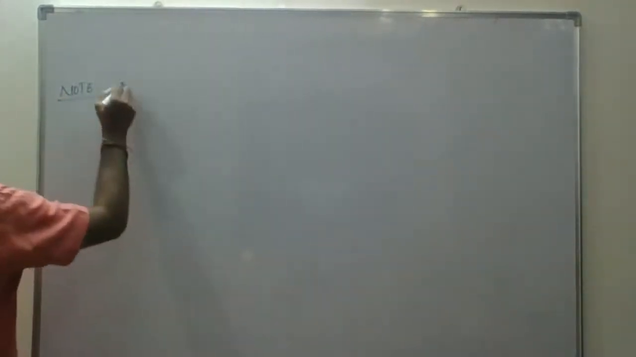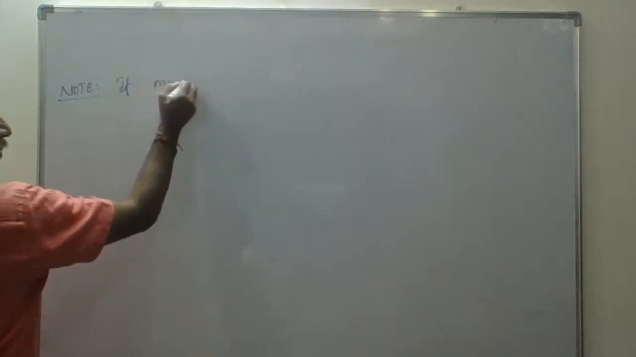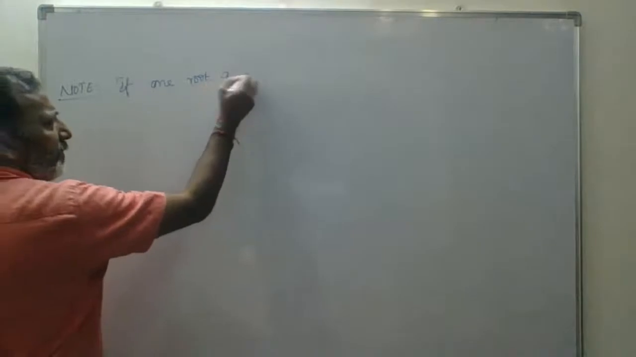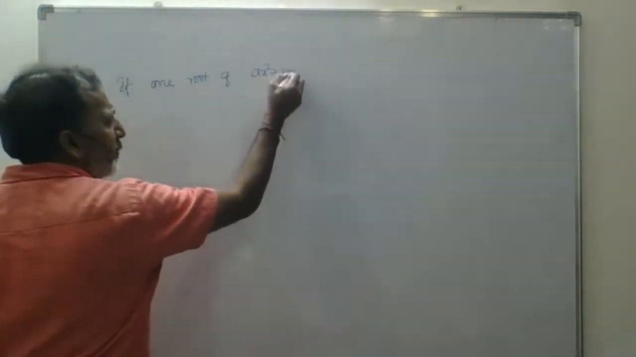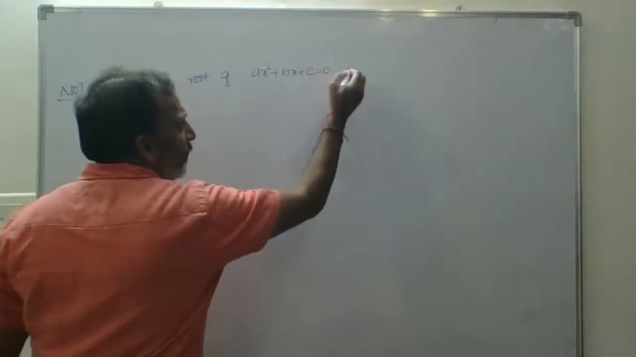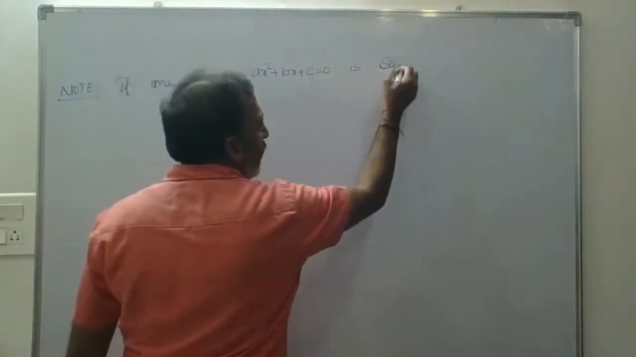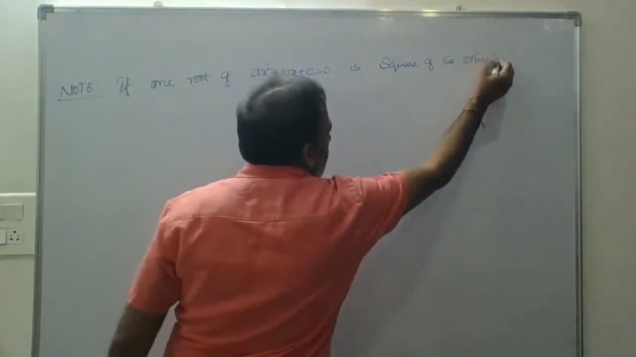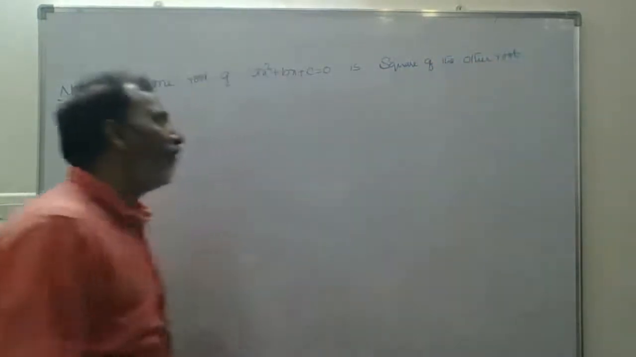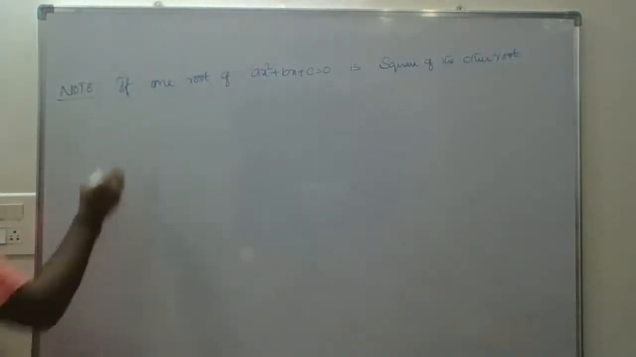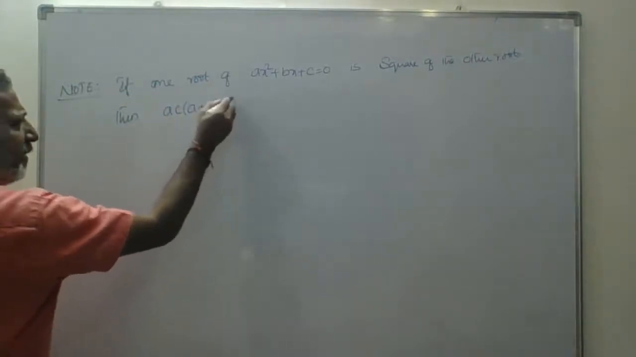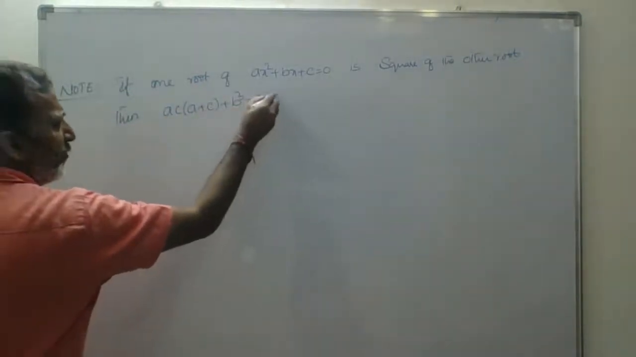Okay, second note. If one root of ax square plus bx plus c is equal to 0 is the square of the other root, if one root is the square of the other root, then ac into (a plus c) plus b cube is equal to 3abc.